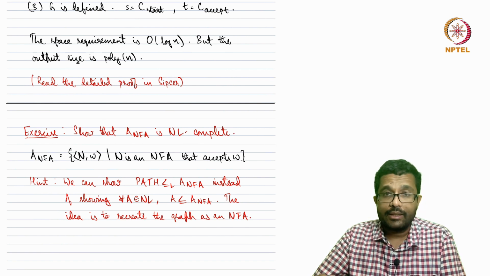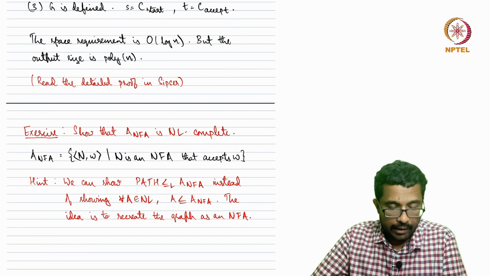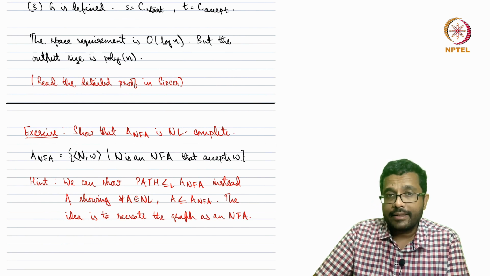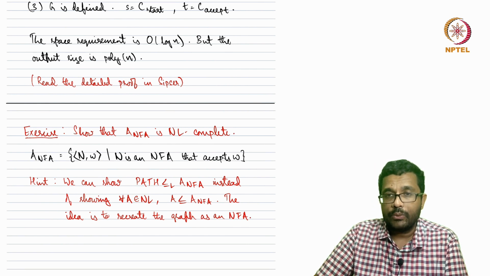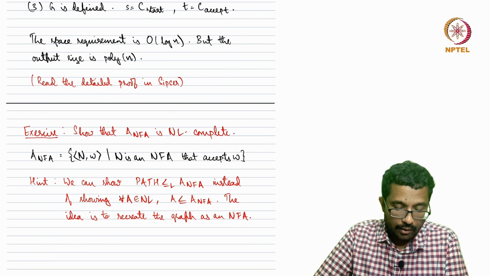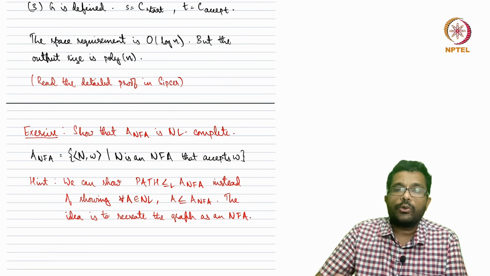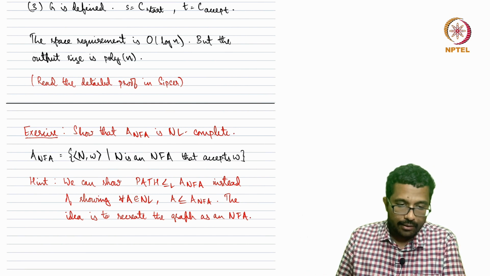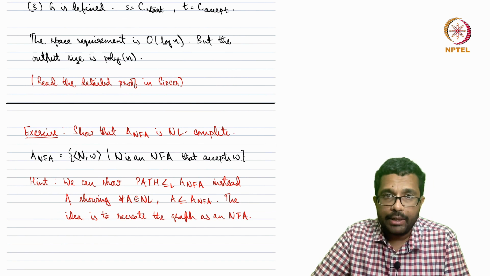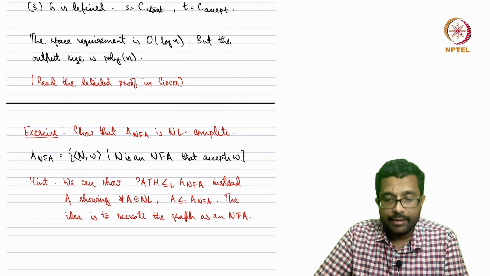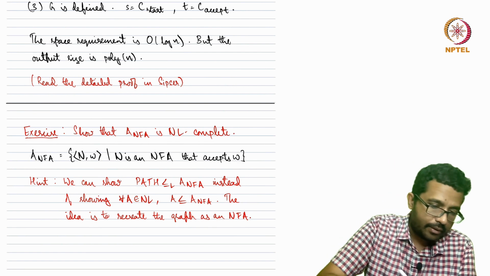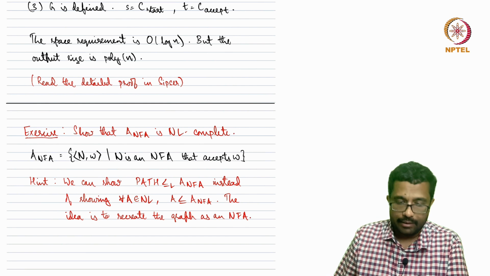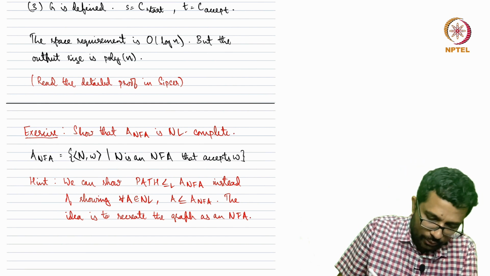So we have to show two things. One is that A-NFA is in NL, which is not that difficult. Then we have to show that all the languages in NL reduce to A-NFA. But we don't need to show that all the languages in NL are reducible to A-NFA. Instead, we can take an existing NL-complete problem and show that this problem is reducible to A-NFA. We listed and showed similar results in NP-completeness. Here I'm just using it.